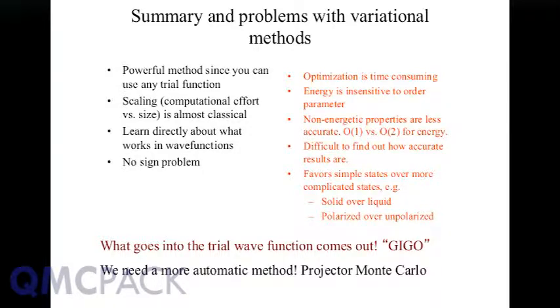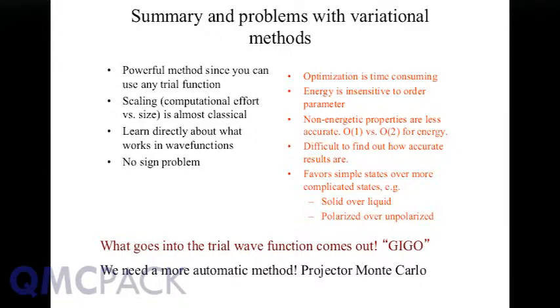And something that people often don't realize is that the variational method favors simple states over complicated states. Because you can write down a wave function for a simple state easily, but a complicated state requires a lot more effort. And so there's a bias toward getting a simple answer. For example, I said a localized state versus a delocalized state, or a polarized state over an unpolarized state. There's a bias. We need a more automatic method.